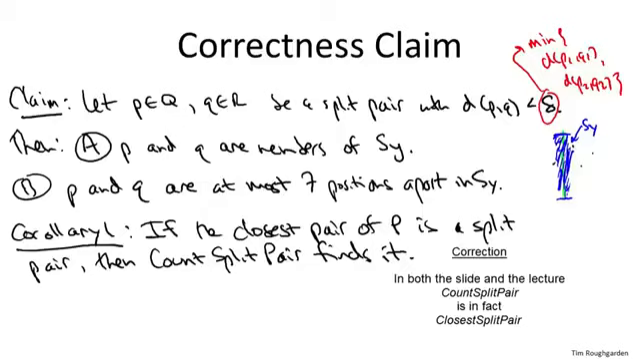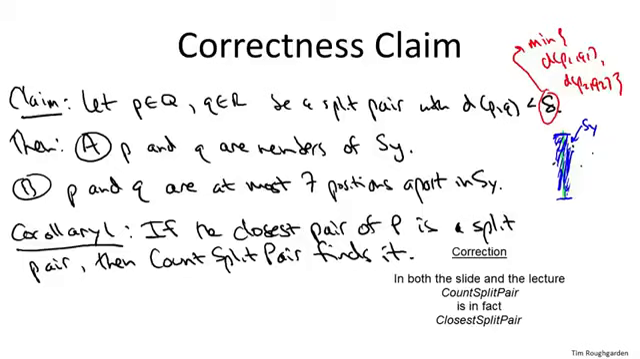Now, what's the content of the claim? Well, the claim is guaranteeing that every potentially interesting split pair of points, namely every split pair of points with distance less than delta, meets both of the criteria which are necessary to be examined by the CountSplitPair subroutine. So first of all, and this is the content of part A, if you have an interesting split pair of points with distance less than delta, then they'll both survive the filtering step. They'll both make it into the array SY. Part A says that. Part B says they're almost adjacent in SY. So if you have an interesting split pair of points, meaning it has distance less than delta, then they will in fact be at most 7 positions apart.